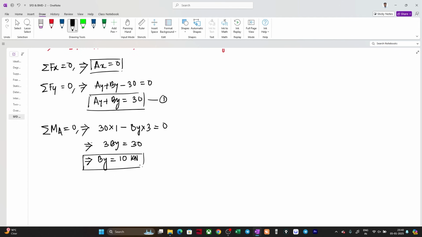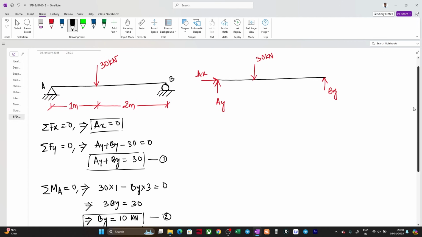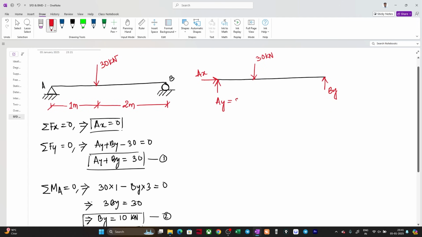By is equal to 10 kilonewton. So from 1 and 2 we can say that in this case Ay is equal to 30 minus 10, so 20 kilonewton. Correct. So if you see here what we got, this Ay is equal to 20 kilonewton, this By is equal to 10 kilonewton, 20 plus 10 is 30 kilonewton, and we have the total load 30 kilonewton. So it is in equilibrium. Correct. We got the reactions from the equilibrium equation.